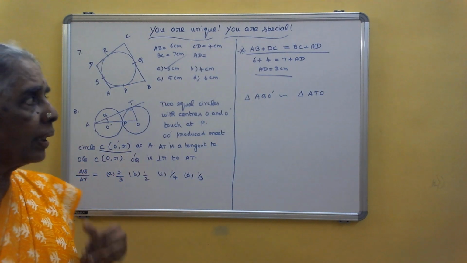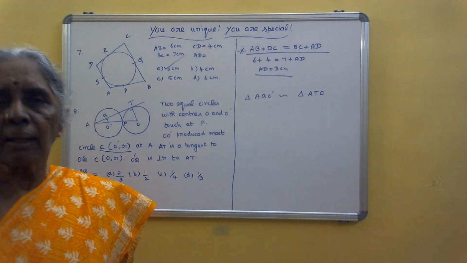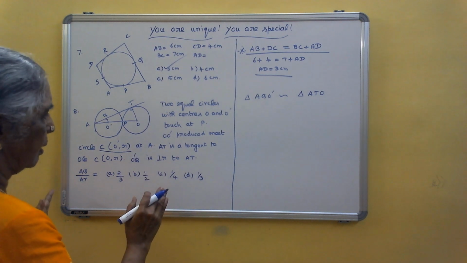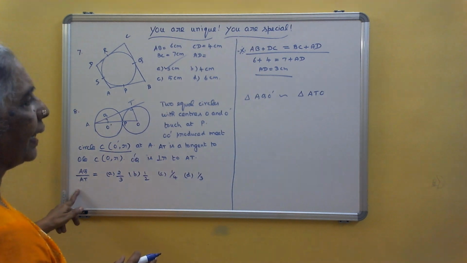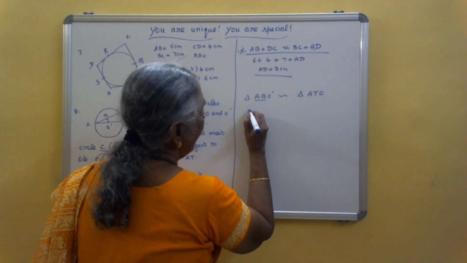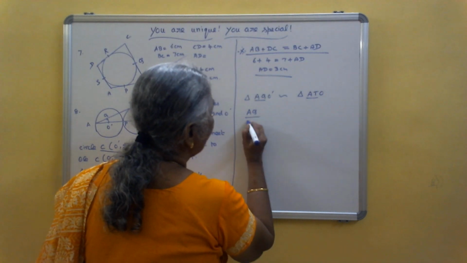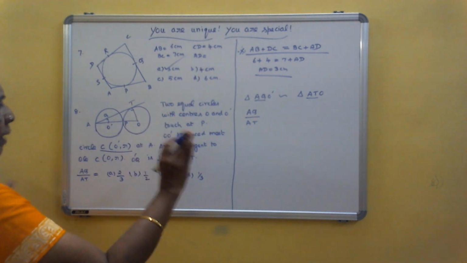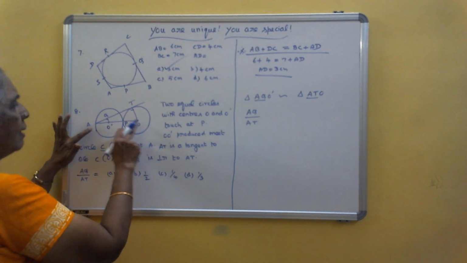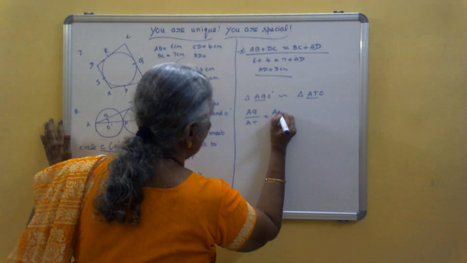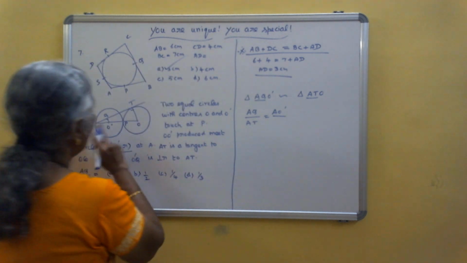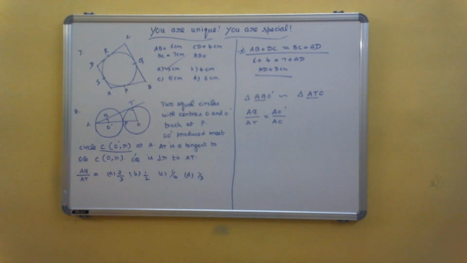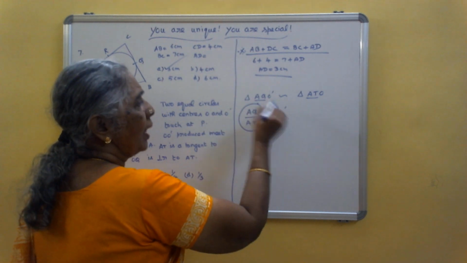Now you know in similar triangles, the sides will be proportional. Now look at what we want. We want AQ, we want AT. So first let me write AQ by AT. Then this I don't know anything, so I will just leave it. Here I will write that is equal to AO dash by AO. So I have written the correspondence. Now, this is what we want.